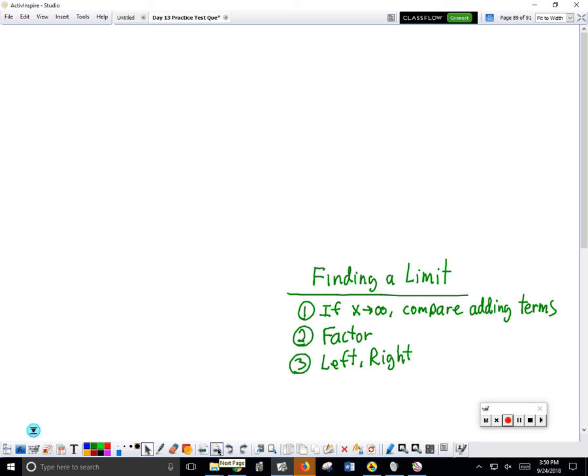So when I'm finding a limit, my first thought is always, I check to see if x is approaching infinity. If yes, then I'm going to compare terms that add. Otherwise, I'm going to look to factor. And then once I've done that, I'm going to look for left and right limits.